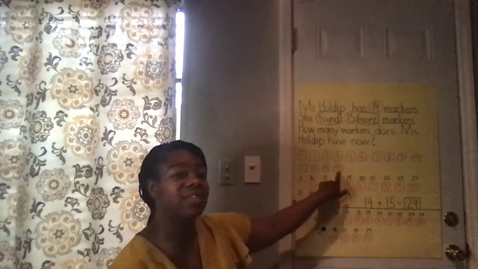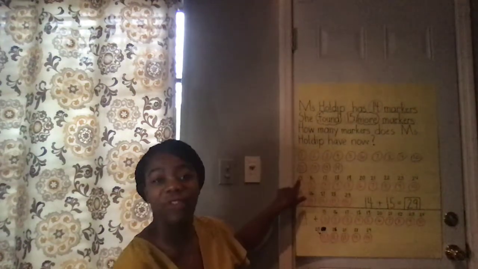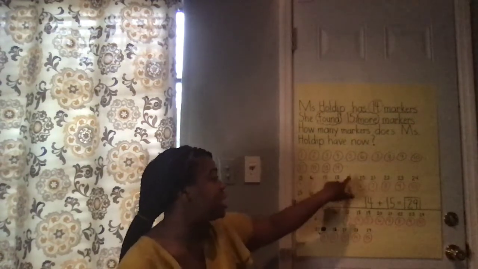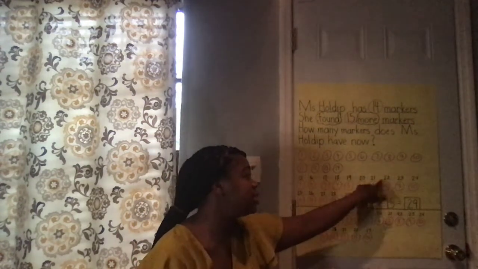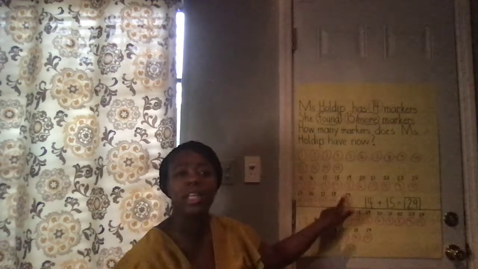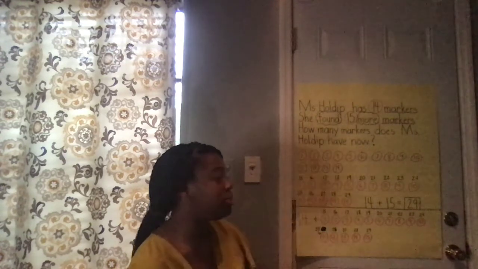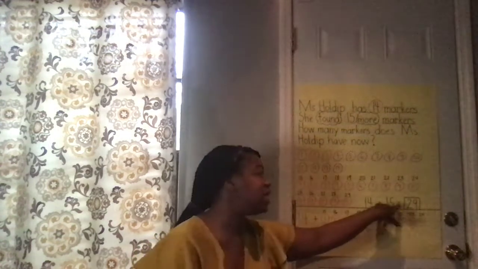And then you count on, like RJ does. RJ does this a lot, where he sees that he has 14, and he just starts with 15. 15, 16, 17, 18, 19, 20, 21, 22, 23, 24, 25, 26, 27, 28, 29. 29 markers should be your answer. The number sentence to match that will be 14 plus 15 equals 29.